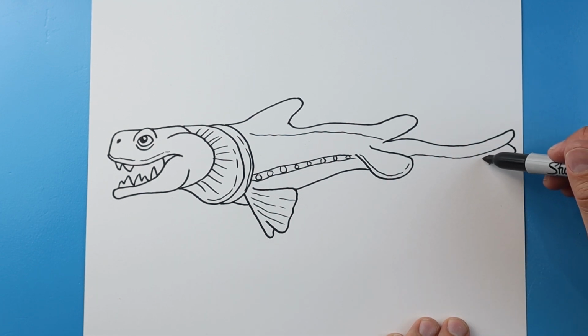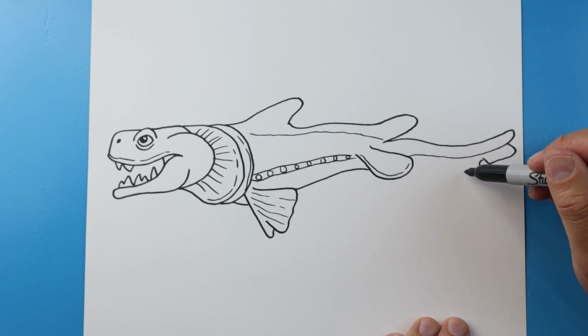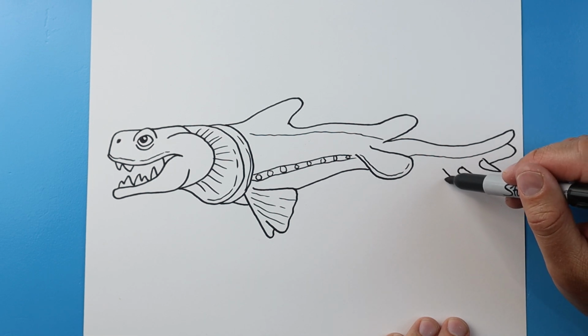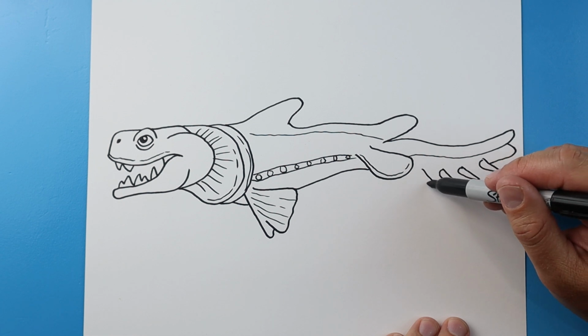Then I want to put a spike. So I'm going to make a line that comes out to a point, and it's going to curve around. We'll do another one here, and then one right here.